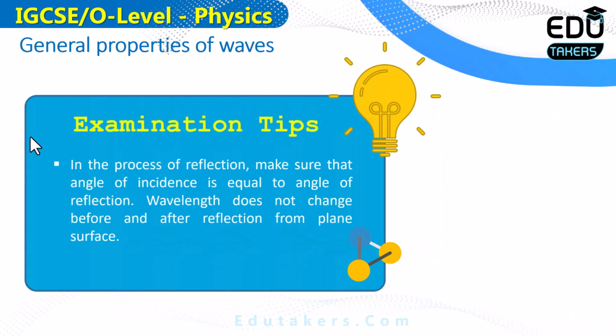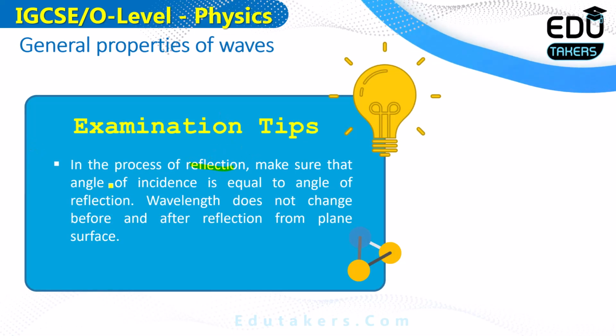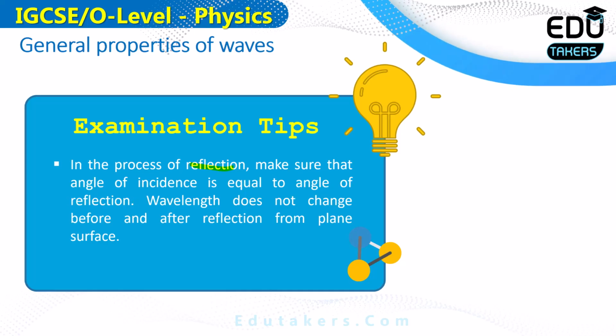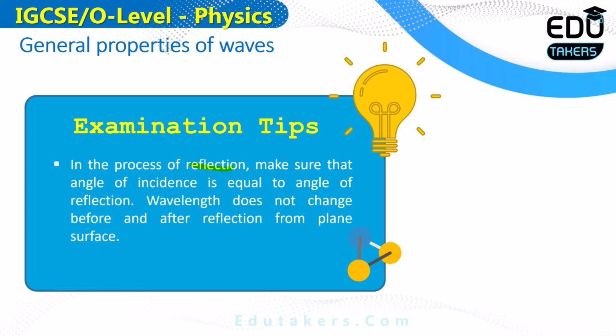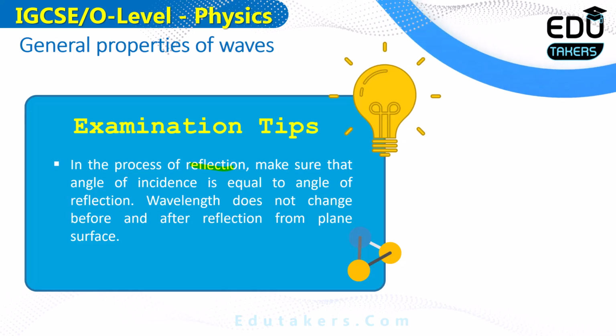Here are the examination tips. In the process of reflection, make sure that the angle of incidence is equal to the angle of reflection. Wavelength doesn't change before and after reflection from the plane surface. So basically I already told you that in reflection the angle of incidence and angle of reflection are equal. And the second very important thing is that there is no effect on the wavelength. During reflection the wavelength of the wave does not change, it remains the same.